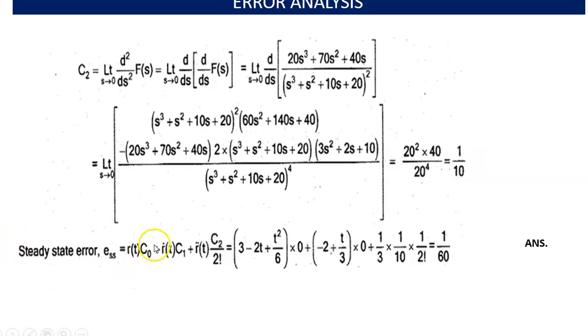Therefore, steady state error: C0 and C1 are 0. So the answer is these two terms will become 0. So 1 by 3 into 1 by 10 into 1 by 2 factorial, that is equal to 1 by 60. That is the answer. Thank you.